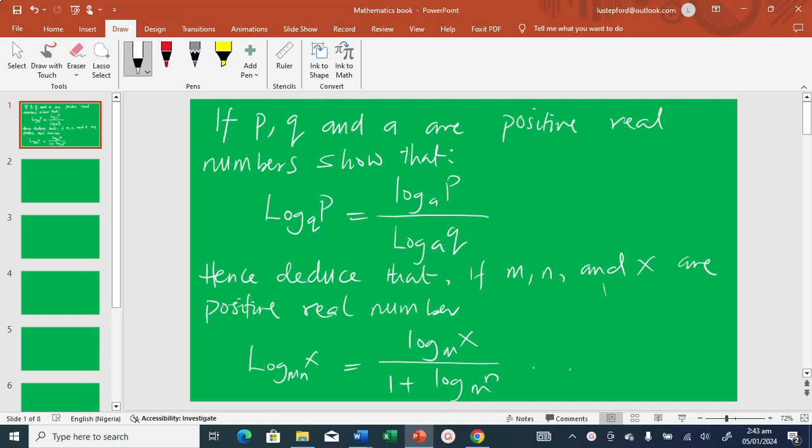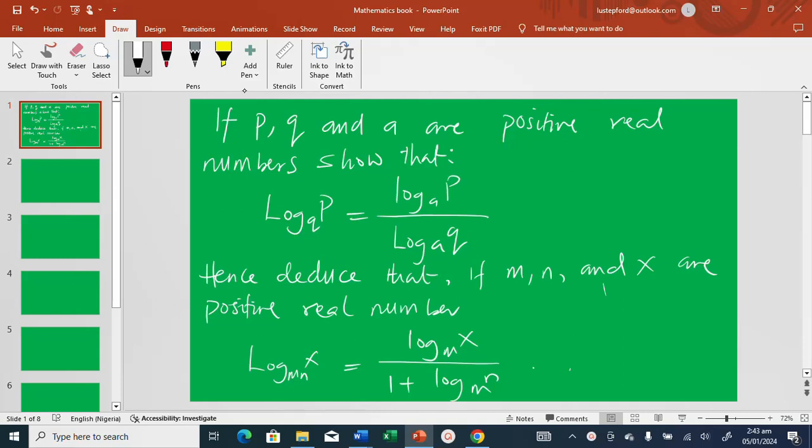This problem is all about logarithmic equations. These are one of the rules of logarithm, changing base. Now, they said we should show it.